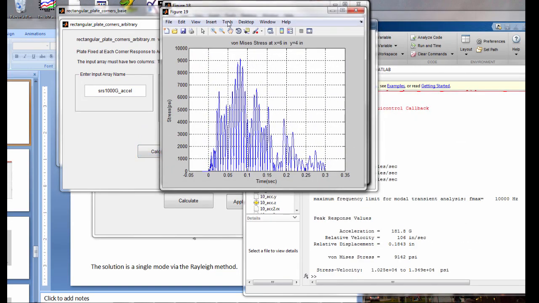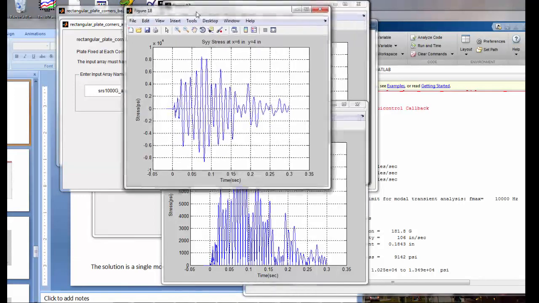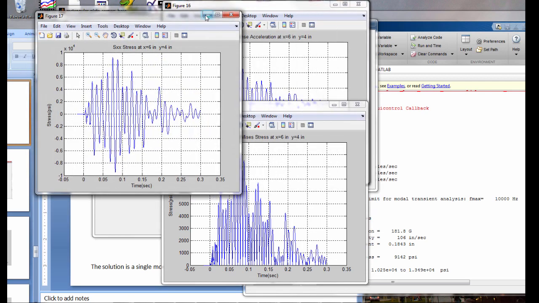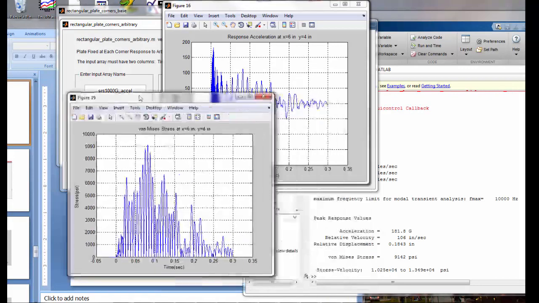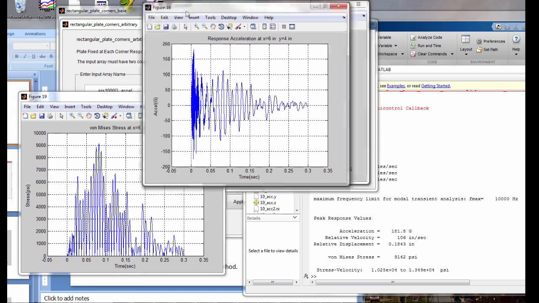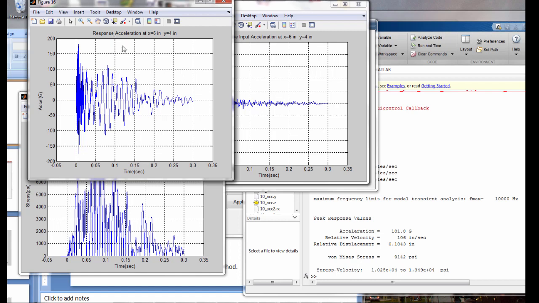And we have all of our response time histories appear. I'm going to ignore the SXS and SYY plots. Here's our von Mises stress time history, PSI versus time in seconds at the center of that plate. We have our response acceleration at the center. You can see the effect of the higher modes there at the onset of the response.